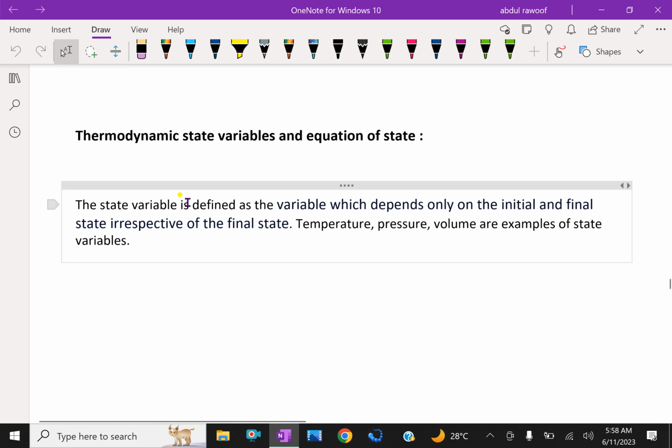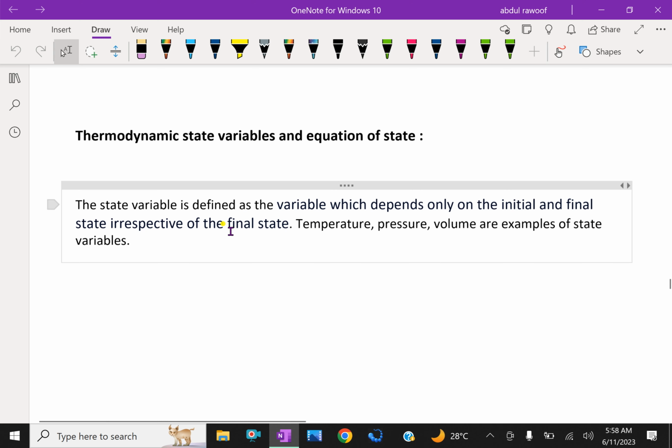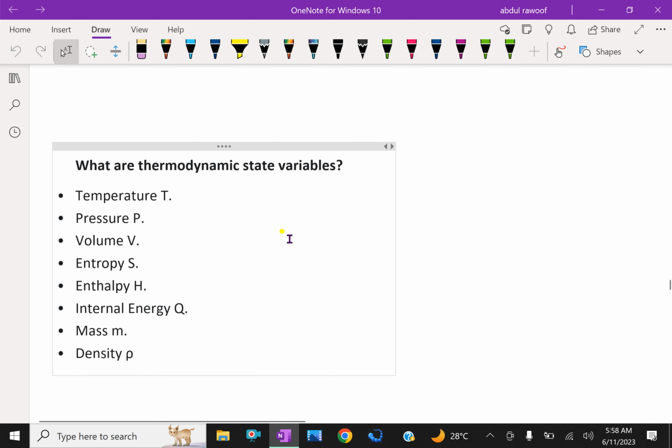Next, we'll discuss thermodynamic state variables and the equation of state. A state variable is defined as a variable which depends only on the initial and final state, irrespective of the path taken. Temperature, pressure, and volume are examples of state variables. The thermodynamic state variables are temperature T, pressure P, volume V, entropy S, enthalpy H, internal energy Q, mass M, and density ρ.